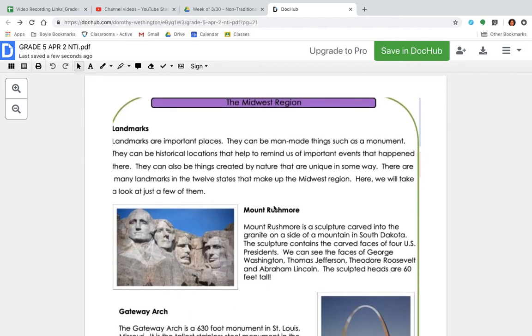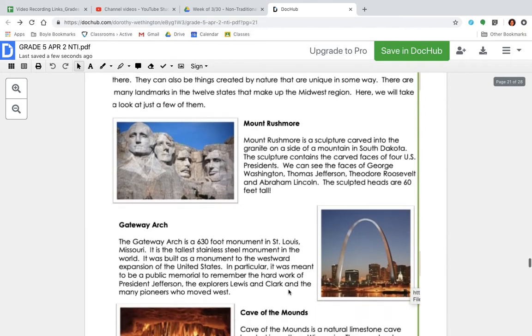In this picture is Mount Rushmore. Mount Rushmore is a sculpture carved into the granite on a side of a mountain in South Dakota. The sculpture contains the carved faces of our 4 U.S. presidents. We can see the faces of George Washington, Thomas Jefferson, Theodore Roosevelt, and Abraham Lincoln. The sculpted heads are 60 feet tall.